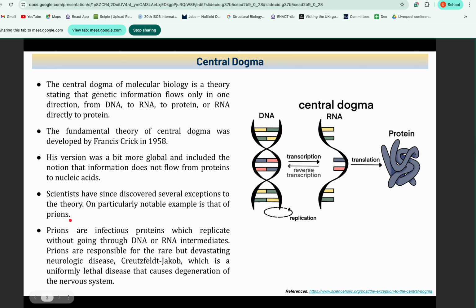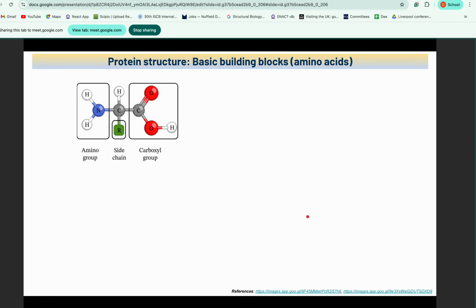These are just infectious proteins, and for their replication, they do not require DNA or RNA. So this violates the principle that DNA is required for the flow of information. Another example is the viruses, which can convert RNA to DNA. As soon as they enter the host, they replicate their RNA and integrate with the host, or convert their RNA into cDNA. So this is all about the central dogma.